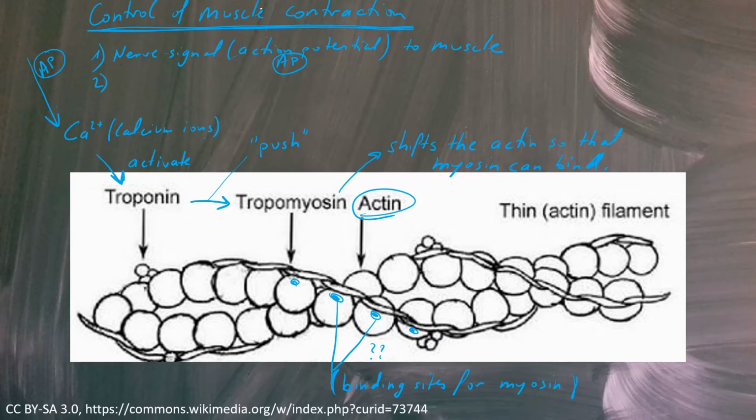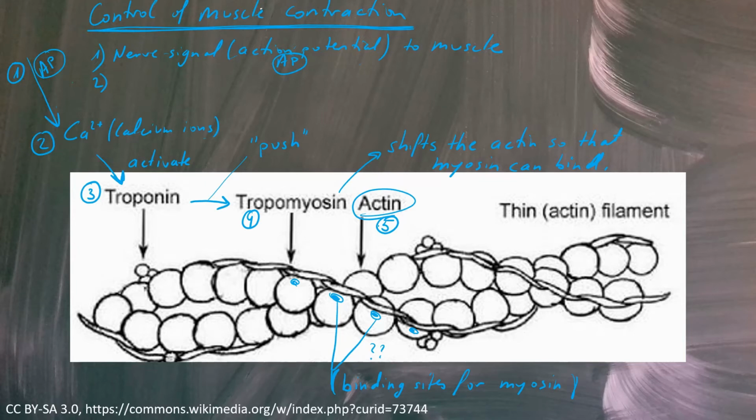So maybe what you can do is, when you copy this down, have some kind of nice numbering system here. First we have the action potential arriving, then number 2, the calcium being released. Number 3, the troponin is activated. The troponin activates the tropomyosin. The tropomyosin, so to say, activates the actin, and then number 6 is that when the actin is activated, the myosin is able to bind.